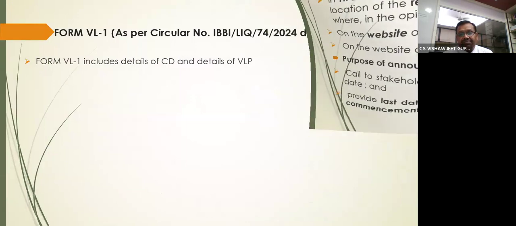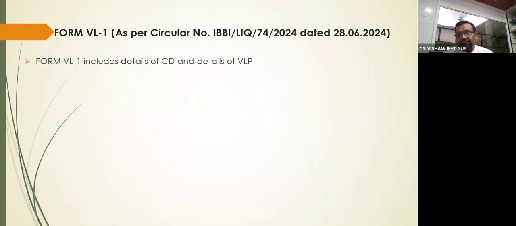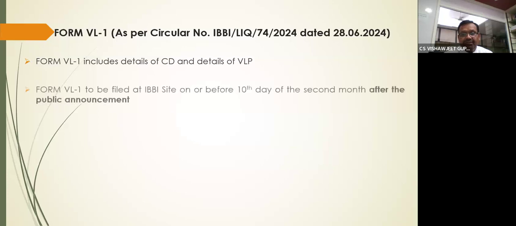Now, form VL1 as per circular IBBI 20 dated 28 June 2024. I have already discussed VL1, which includes online details of the corporate debtor and details of the voluntary liquidation. Form VL1 is to be filed on the IBBI site on or before the 10th day of the second month after the public announcement. So when you make the public announcement, you will have to file form VL1 on or before the 10th day of the second month.